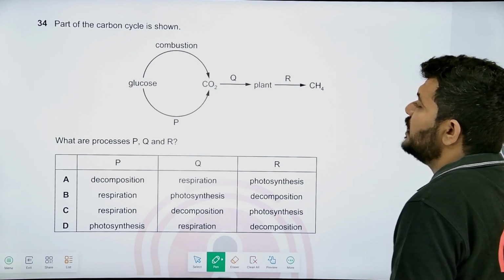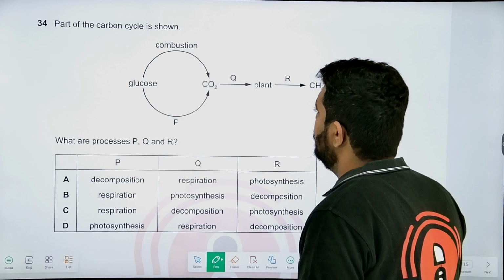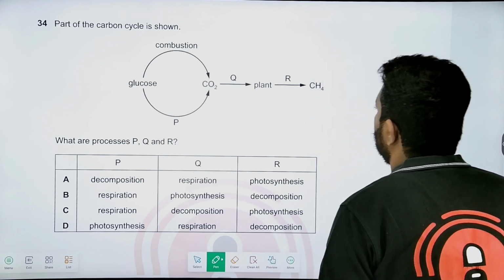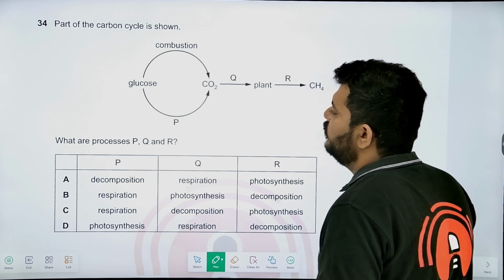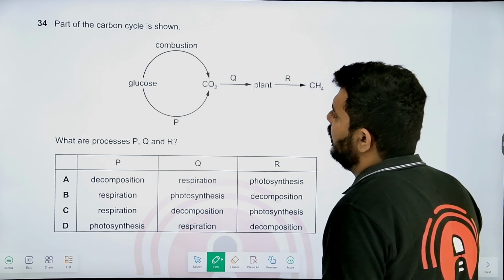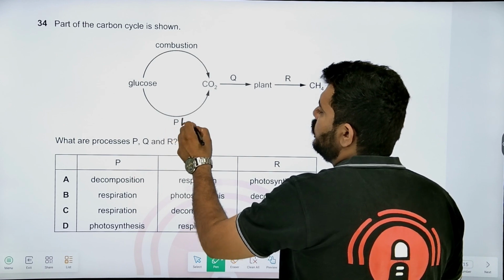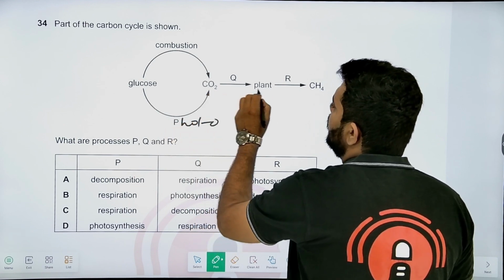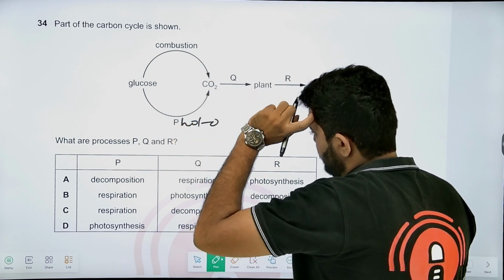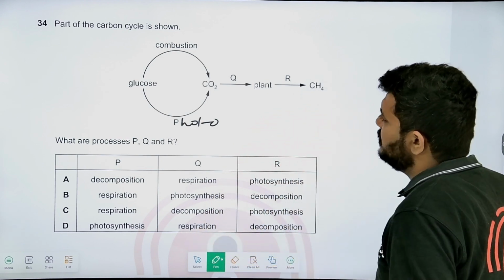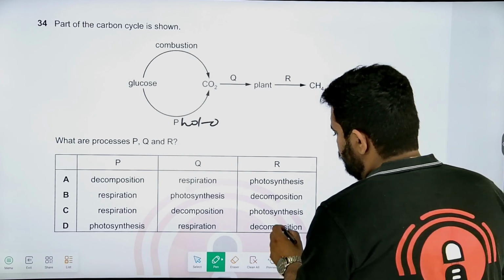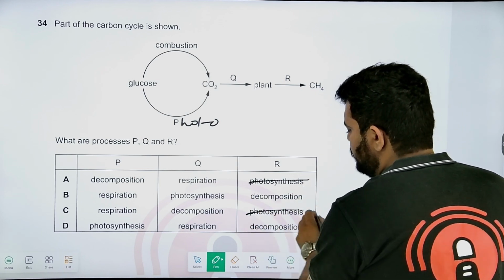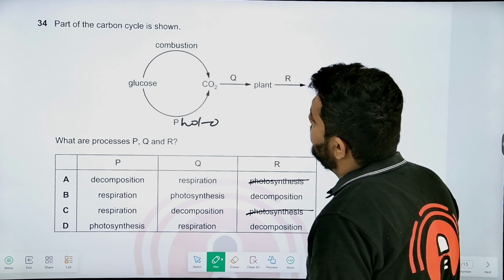Part of the carbon cycle is shown. Combustion, CO2 goes to plant, forms methane, and glucose again forms CO2. Which are processes P, Q and R? Glucose to CO2 is photosynthesis. Carbon dioxide to plant is again, I think, photosynthesis, right? And plant to R is decomposition. So this cannot be the answer over here, right?